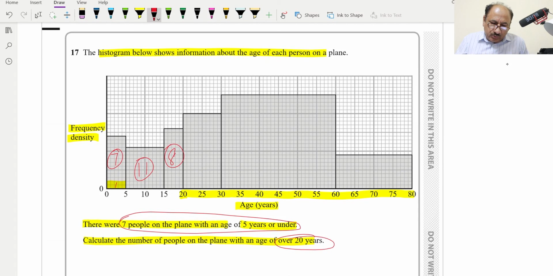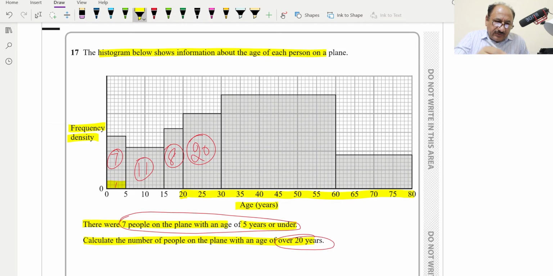This next bar is 20 to 30, which is again 10. So this much will be equal to 2. So 2, 4, 6, 8, 10, 12, 14, 16, 18, and last is 20. So this whole bar will be equivalent to 20, and we can mention here 20.